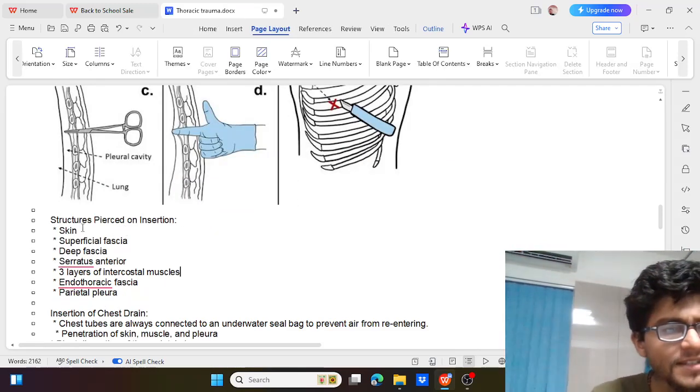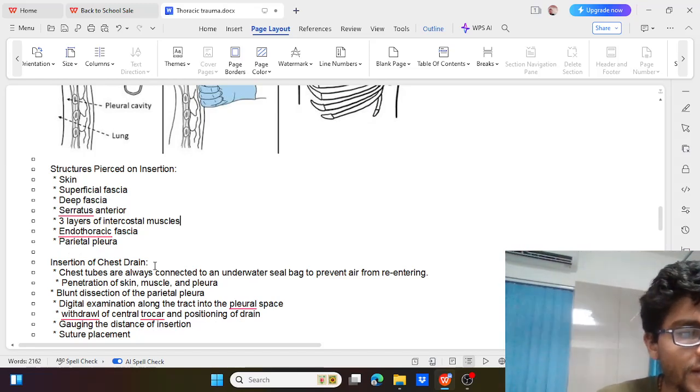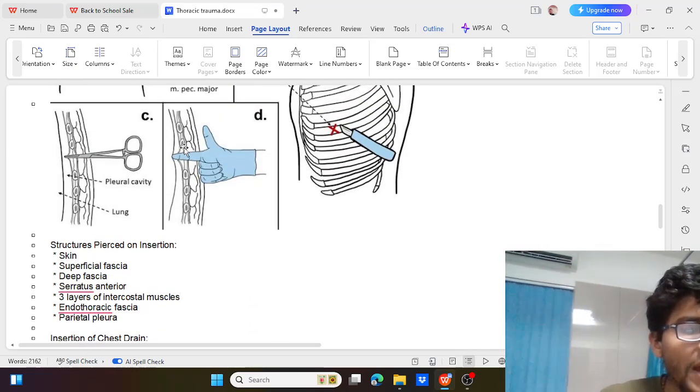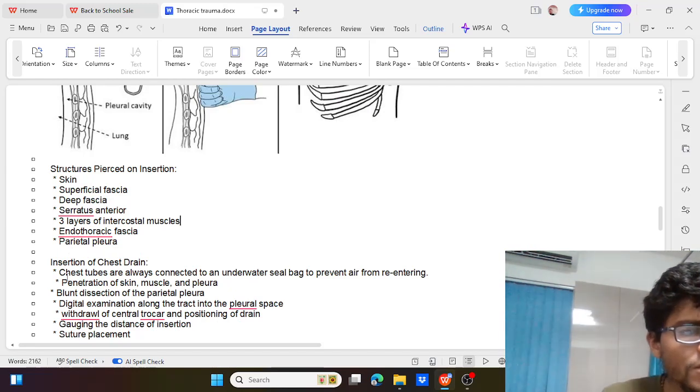When we insert a chest tube, the layers are the skin, the superficial and deep fascia, serratus anterior muscle, the three intercostal muscles, endothoracic fascia, and the parietal pleura. So what is the procedure in insertion of the chest tube? After making the incision, we first bluntly insert the fingers, and with the help of a blunt artery forceps we make the puncture, or we can directly use a chest tube with a trocar, which is easier. The chest tube, after insertion, is connected to the underwater seal bag to prevent air entry into the chest again.